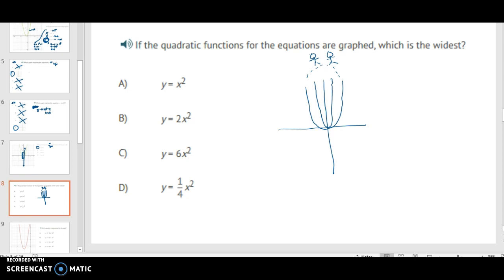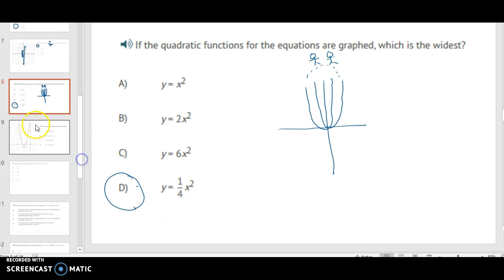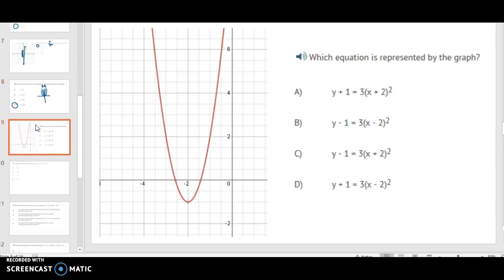So you were looking for something that is between 0 and 1. That widens it. That's a fraction. So between 0 and 1, these are only 1/4 of a person. They're going to actually fatten it. So when it says the widest, you're looking for something with a fraction. Okay, so number 9.